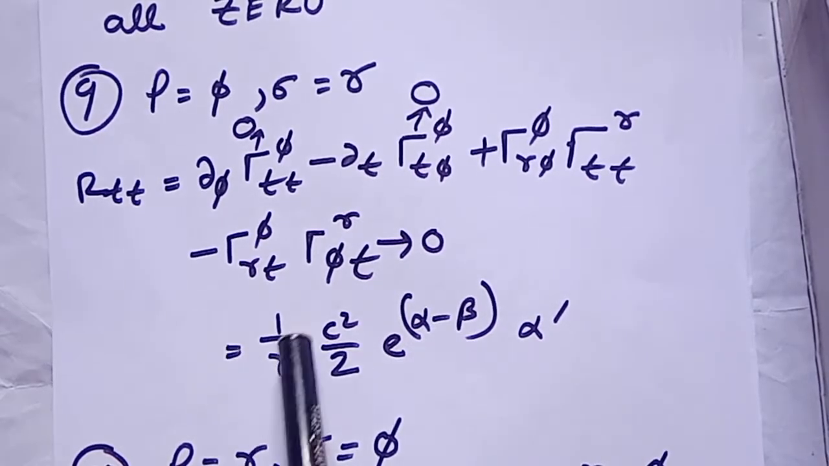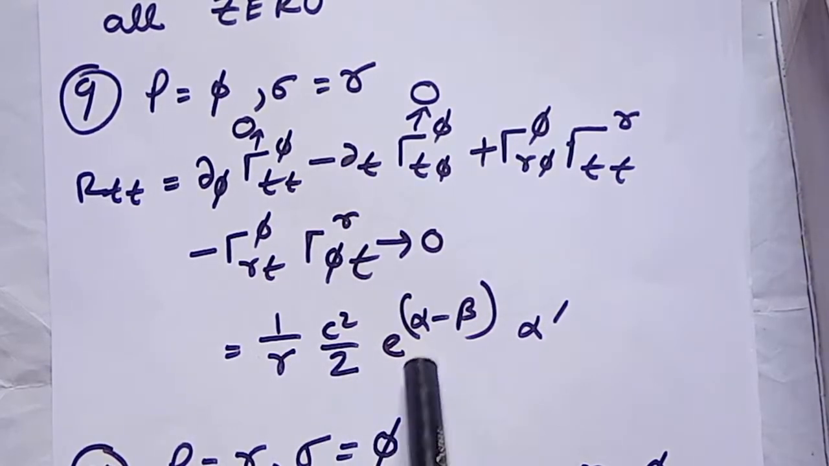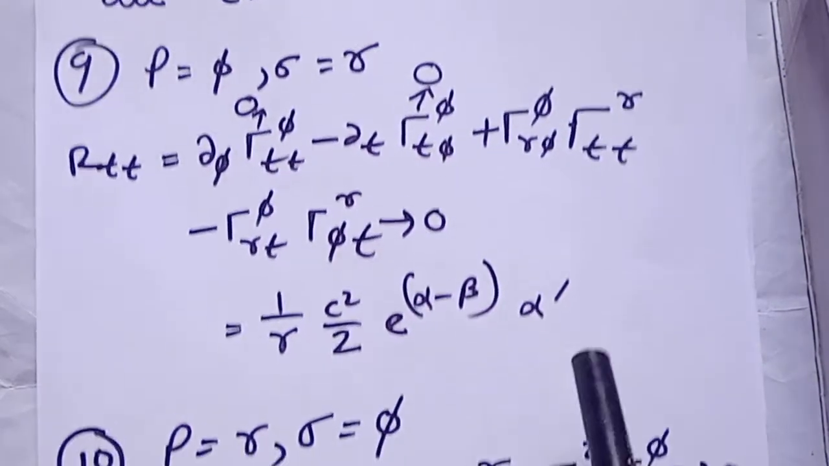Now we have 1 over r squared, put the Christoffel symbol on that, and we have 1 over r, c squared divided by 2, e to the minus alpha e to the power beta, alpha minus beta alpha prime, where alpha prime stands for the derivative with respect to r.